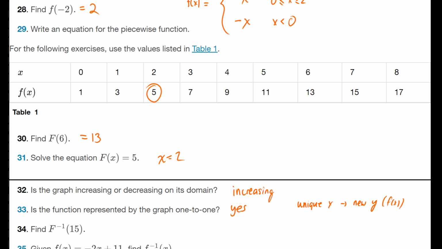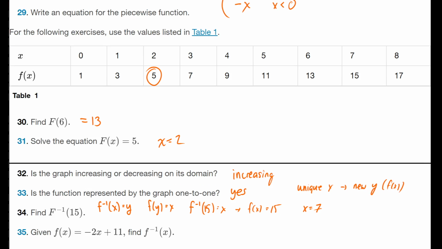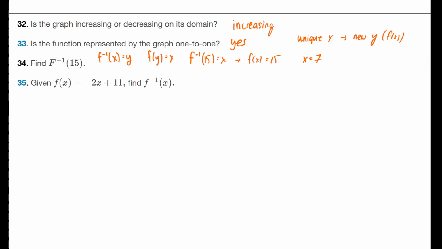Find the inverse of 15. So let's just remember this. If we take the f inverse of x is equal to y, this is just saying that f of y is equal to x. So f inverse of 15 equal to x is basically just saying when does f of x equal 15? And this is going to be, in this case, when x is equal to 7. 35 is the final question.